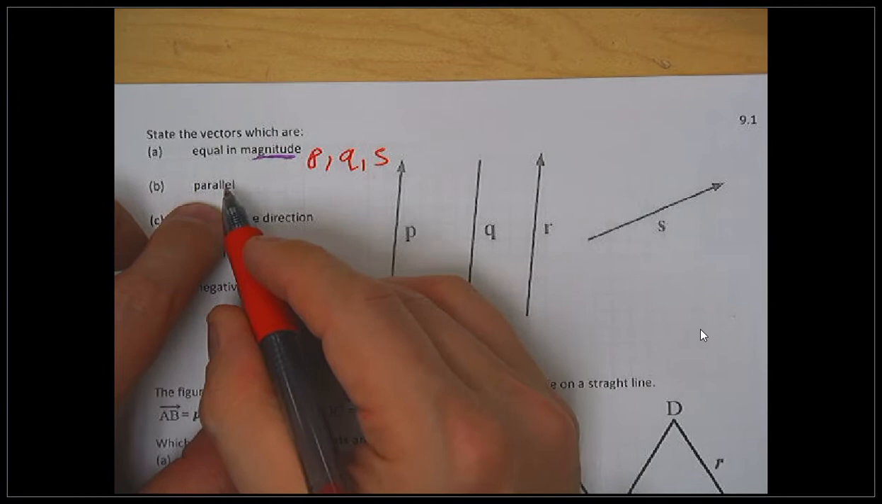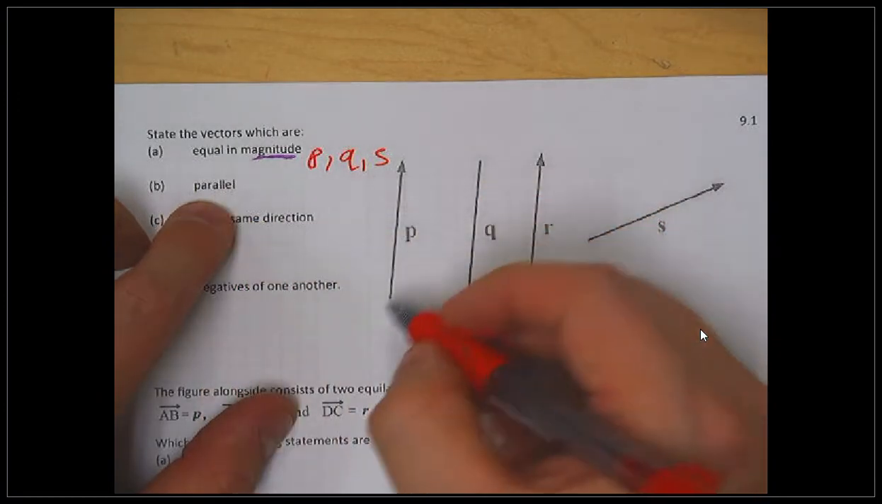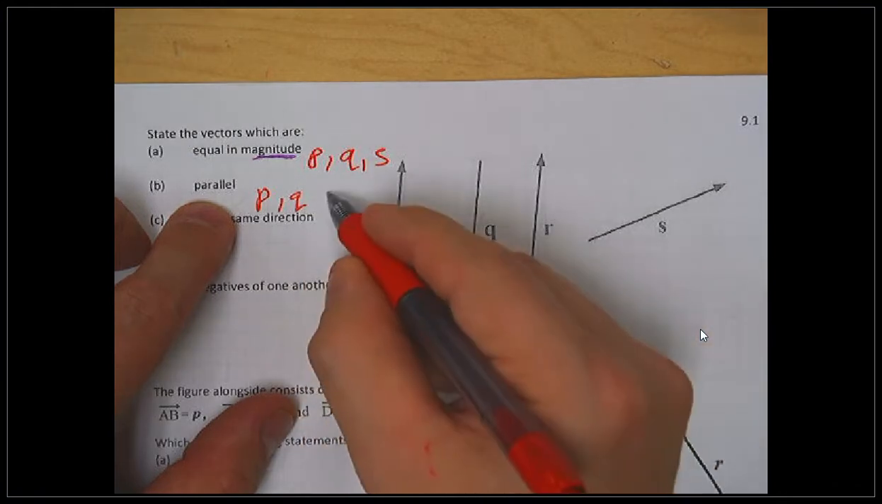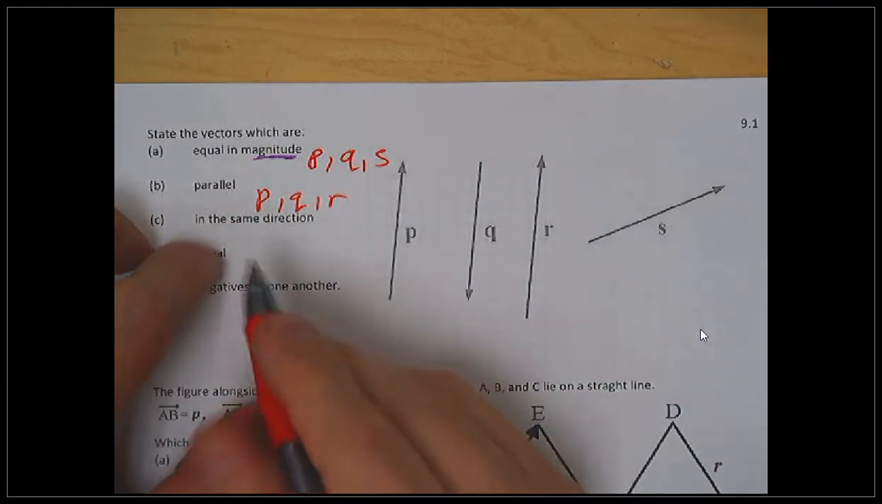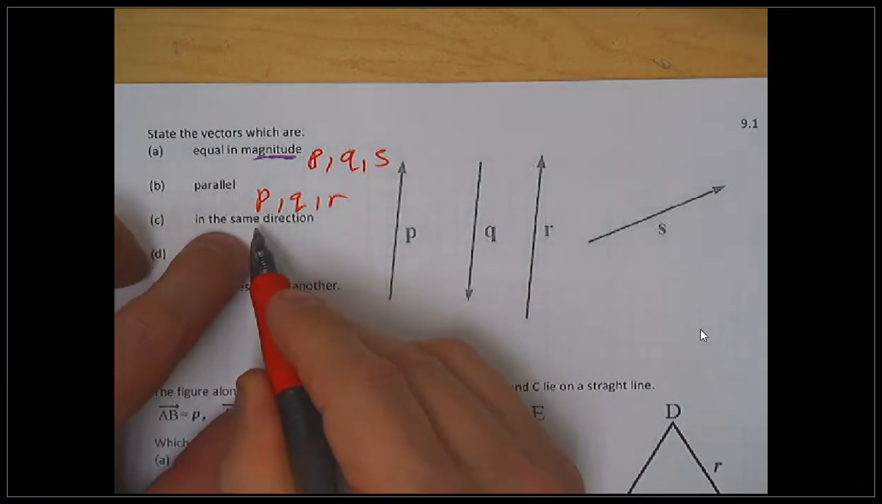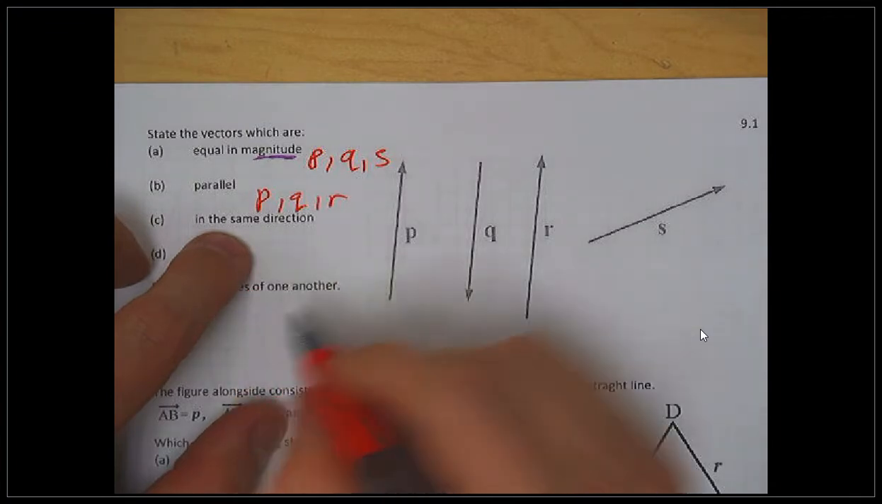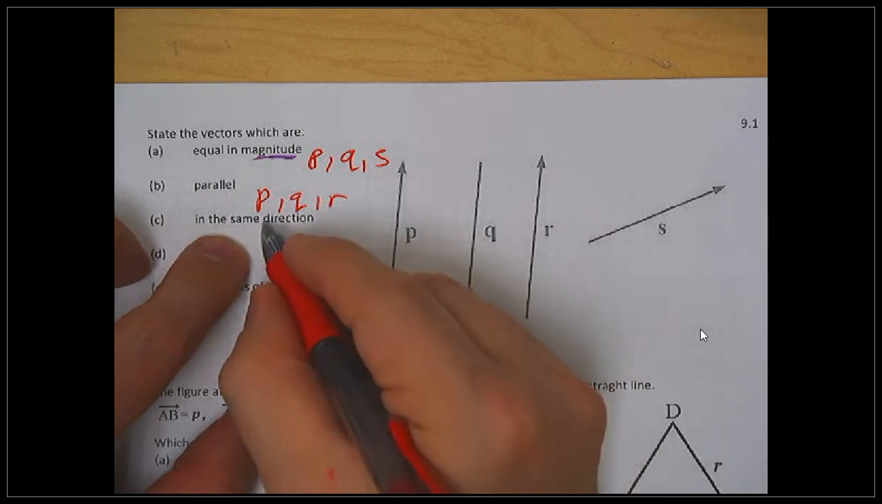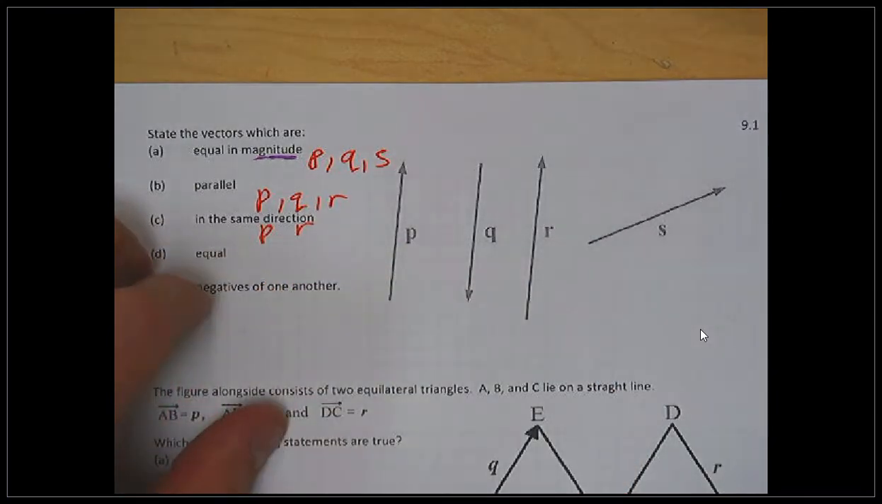What vectors are parallel? Well, if they're parallel, direction also doesn't matter. So we're looking at vectors P, Q, and R. Those are all parallel. I want to know the vectors that are going in the same direction. The only two vectors that are going in the same direction are P and R. They're both going up. So P and R.